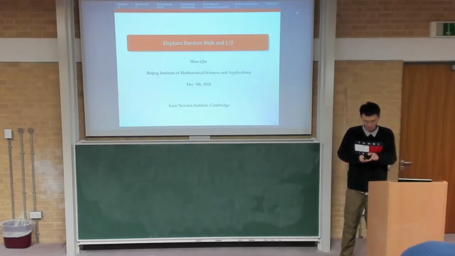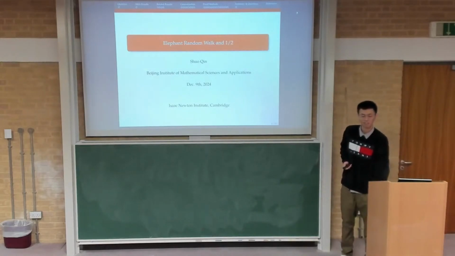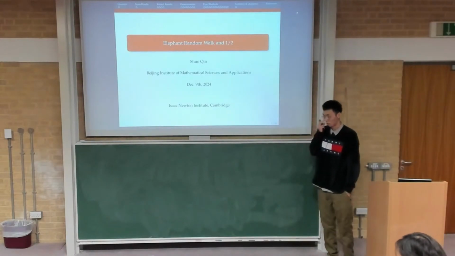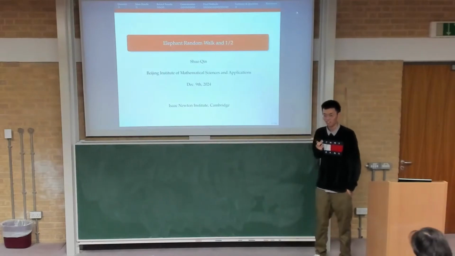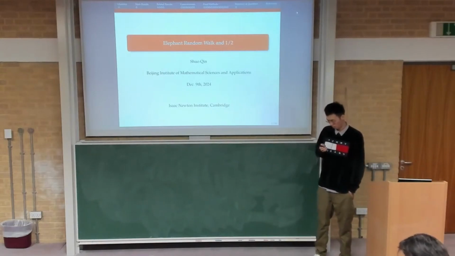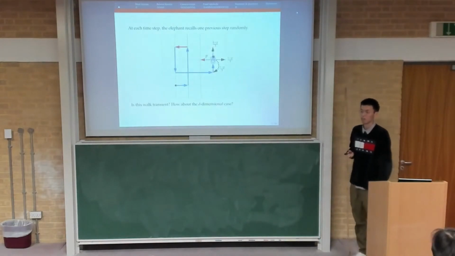Okay. Thanks, George, for the introduction, and I'm very happy to be invited to this wonderful program. So today I'm going to talk about elephant random walk and a universal constant 1/2 hidden in this model. So let's first look at the definition of elephant random walk.